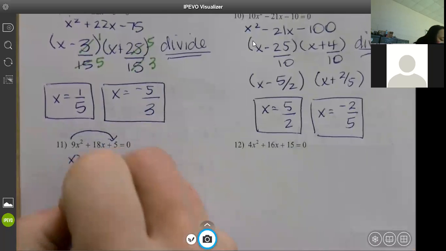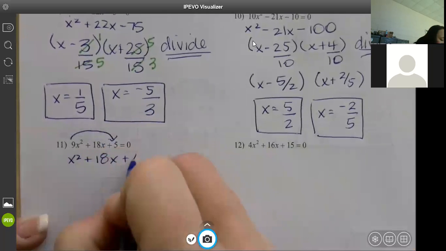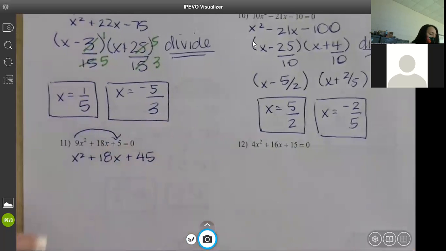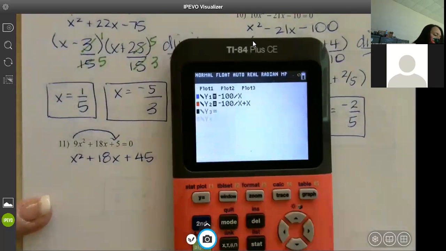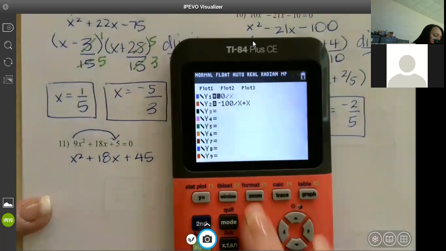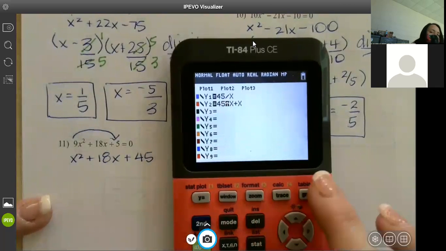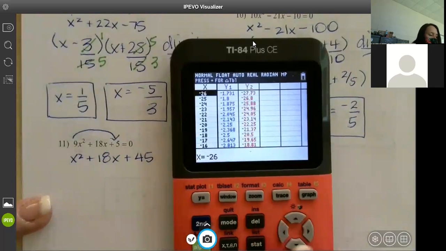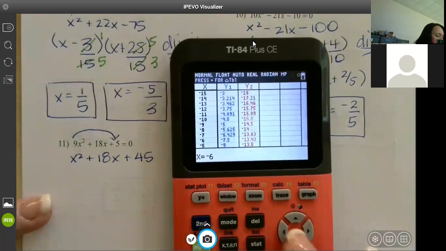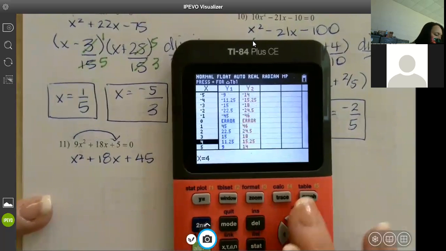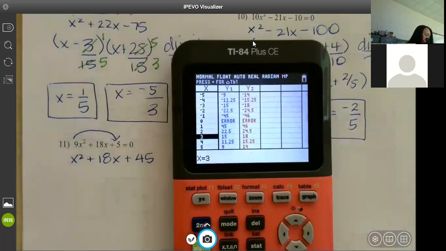So x squared plus 18x plus 45. I'm looking for factors of 45 that add to 18. I'm way down in the negatives. Let's get in some positives. There was negative 18, so the signs will just switch. There's positive 18, 3 and 15.